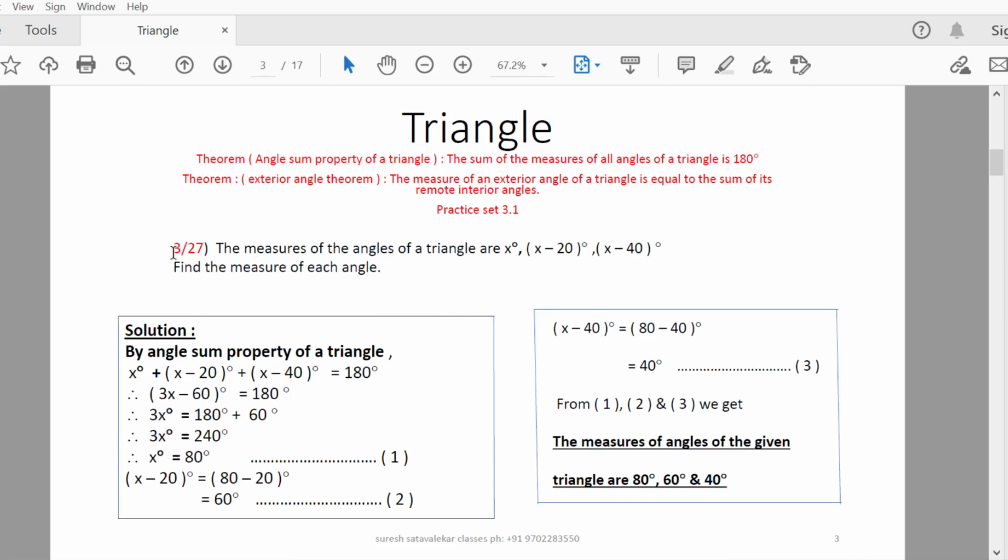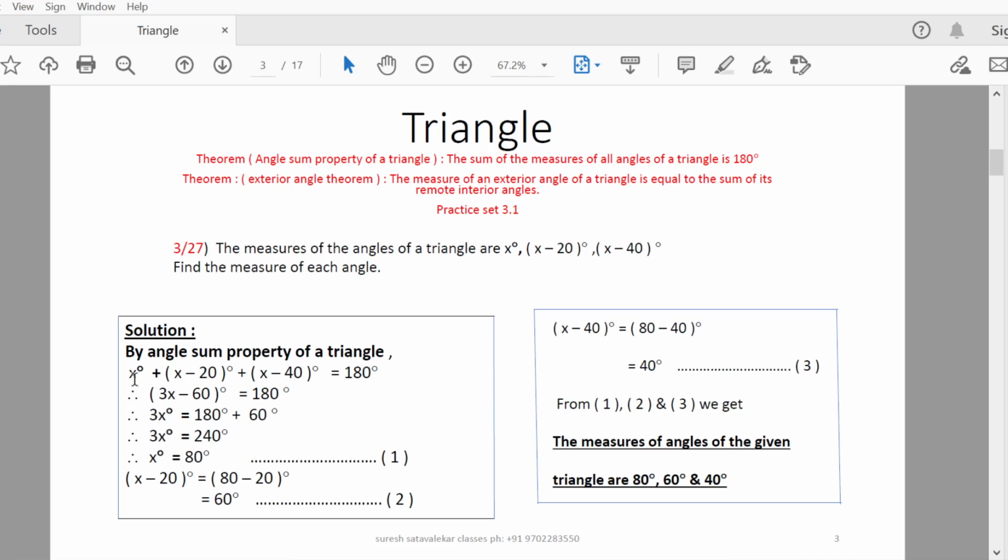Example number 3 on page number 27. The measures of the angles of a triangle are x degrees, x minus 20 degrees and x minus 40 degrees. Find the measure of each angle. Now here only one method can be applied. By the angle sum property of a triangle, the sum of the measures of all three angles is 180 degrees. Therefore, x degrees plus x minus 20 degrees plus x minus 40 degrees is equal to 180 degrees.